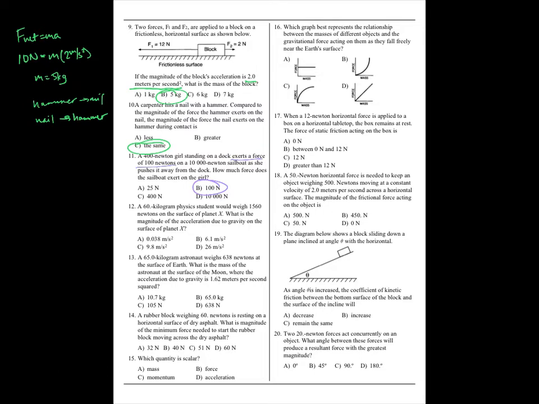Number 12. A 60 kilogram physics student would weigh 1560 newtons on the surface of planet X. What is the magnitude of the acceleration due to gravity on the surface of planet X? So we're looking for g using this equation. Fg, the weight, equals mass times g, acceleration due to gravity. We're looking for g. Okay? So they gave us the weight.